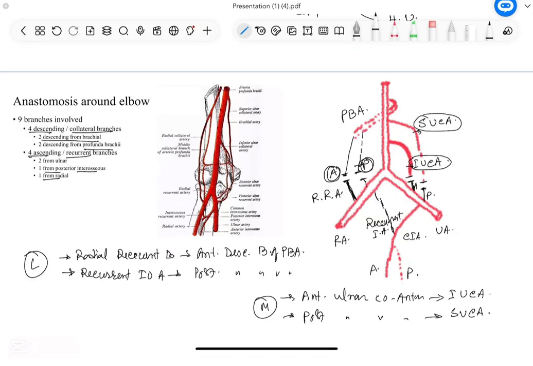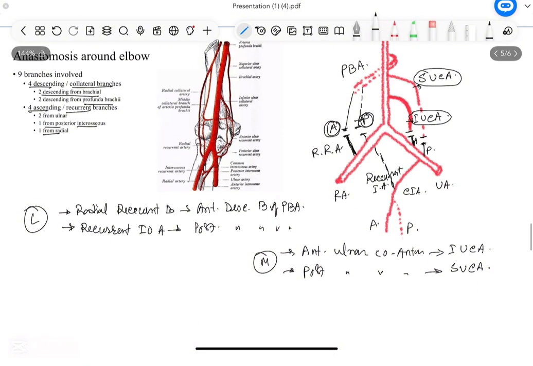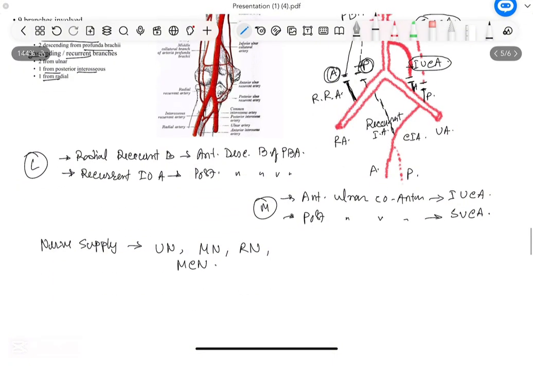Now what is the nerve supply of the elbow joint? I am writing here in shortcut, the nerve supply will be ulnar nerve, median nerve, radial nerve and musculocutaneous nerve. Sometimes we can also ask what are the factors maintaining the stability of the elbow joint. We have to remember number 1, pulley shaped trochlea. The trochlea shape is quite different. It's pulley shaped.